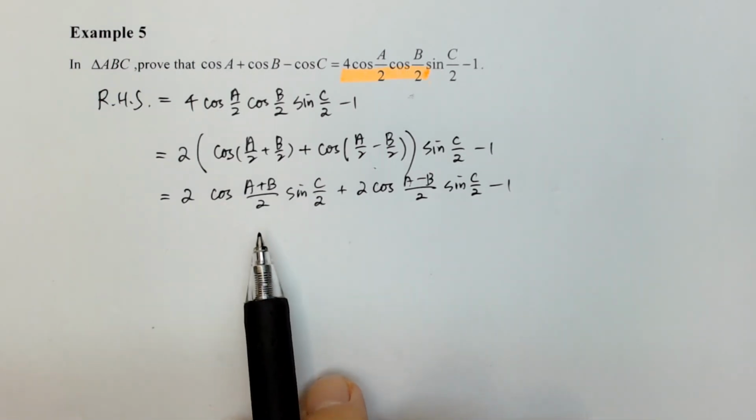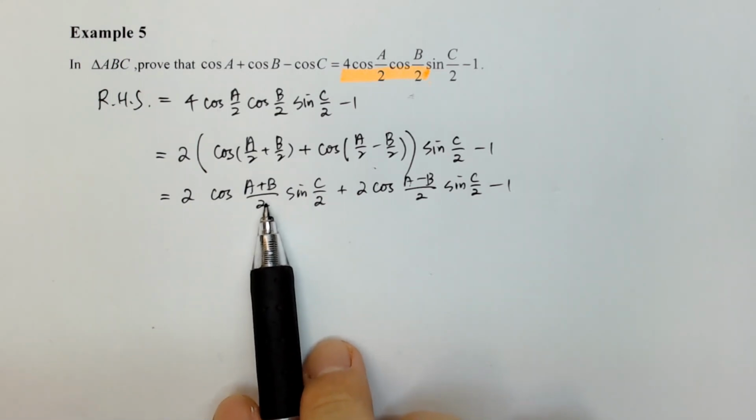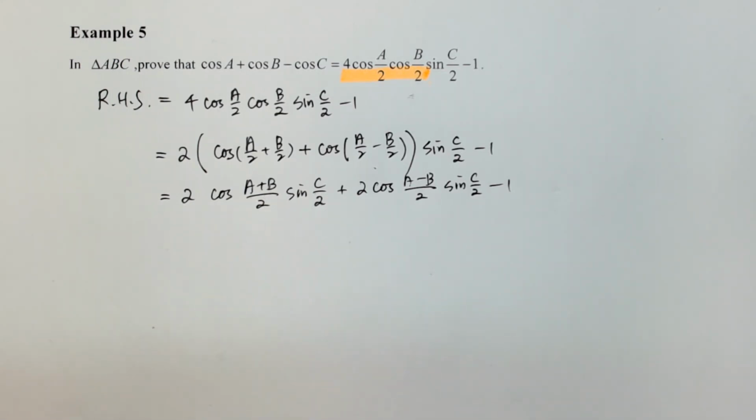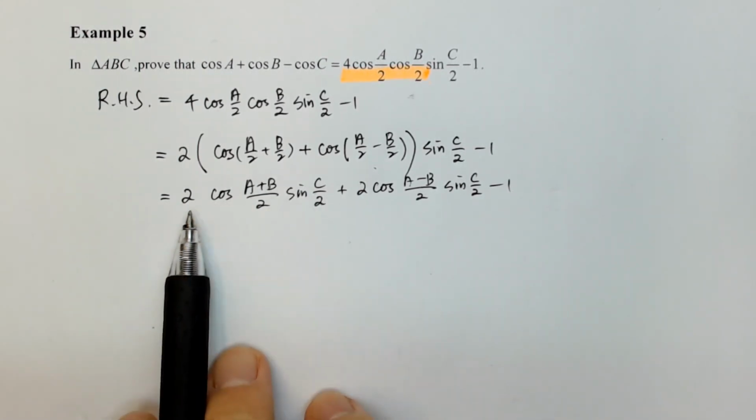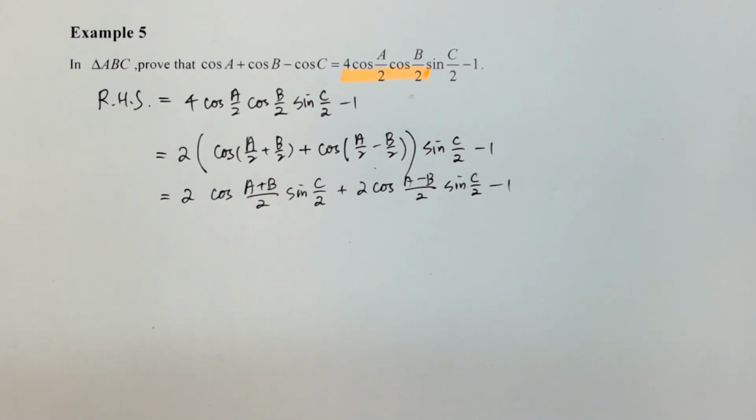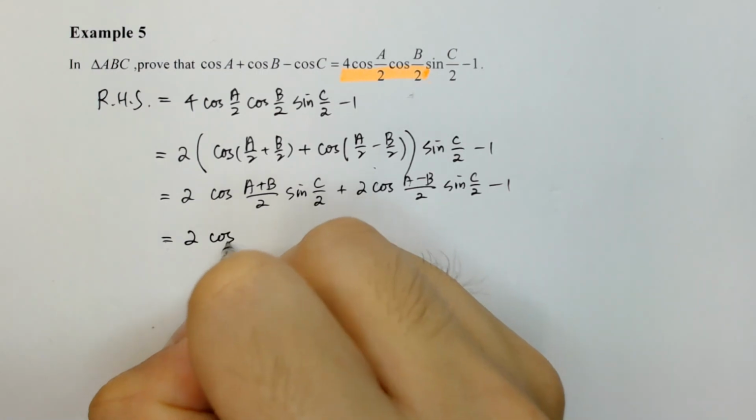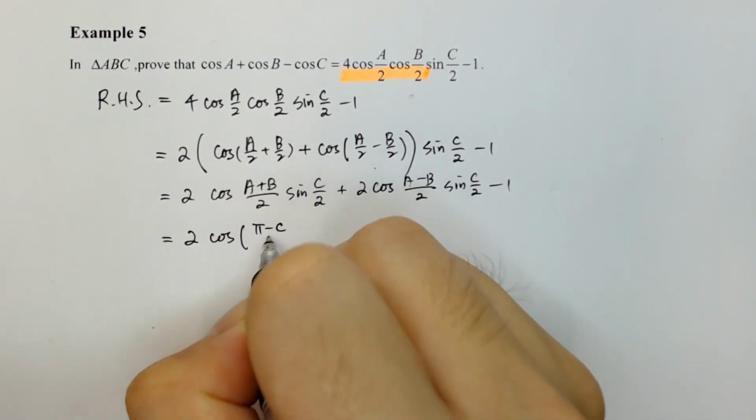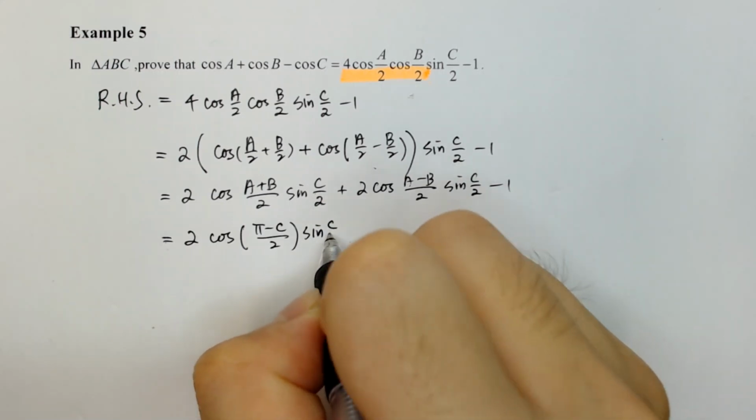And now, you may think of rewriting A plus B as pi minus C, and then you will have cosine of pi over 2 minus C over 2. Then you will have 2 sine square C over 2. Okay, that is related to cosine C. You may do that. Let's see. 2 of cosine of (pi minus C) over 2, sine C over 2.